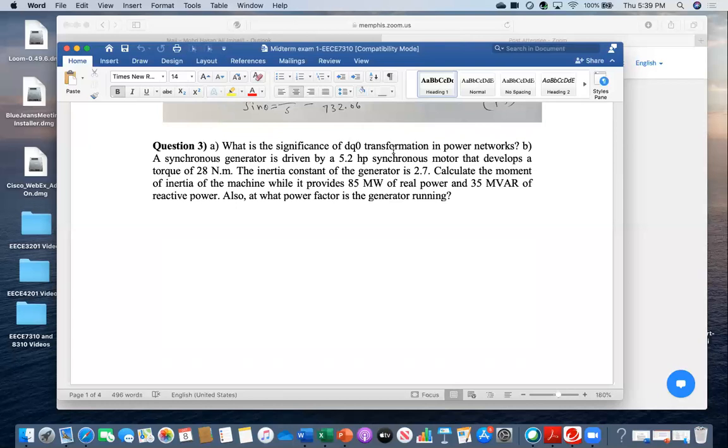So therefore DQ0 basically converts from A phase, B phase, C phase into a two axis system. One is called D axis and the other one is the Q axis. And as well as it makes the calculation, it makes the circuit operation easy. That is the significance. And then the problem also, I hope everybody did.